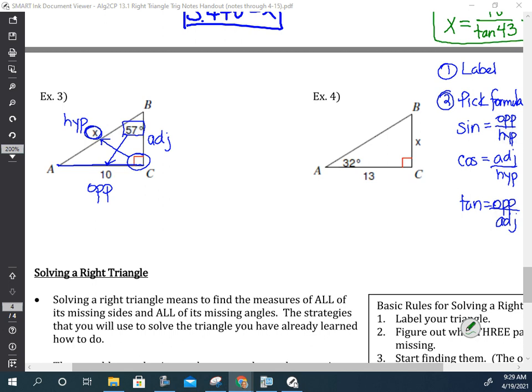When you look at your problem, the hypotenuse has an x on it. The opposite has a 10 on it. The adjacent has nothing on it. Adjacent has nothing, so we cannot use a formula that has adjacent in it. That means cosine is eliminated, tangent is eliminated. So the only formula we could use is the sine formula.